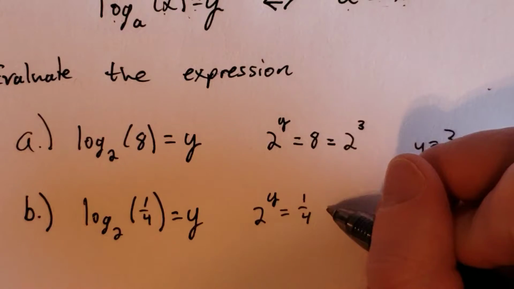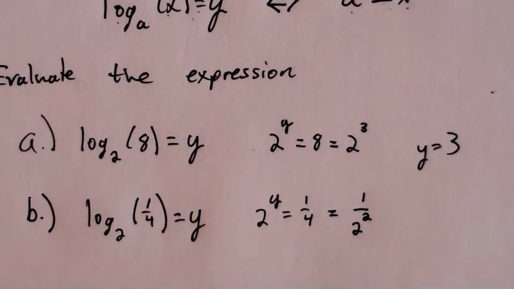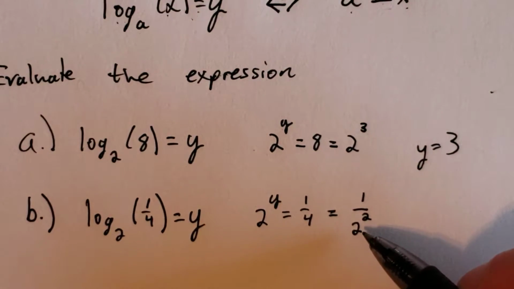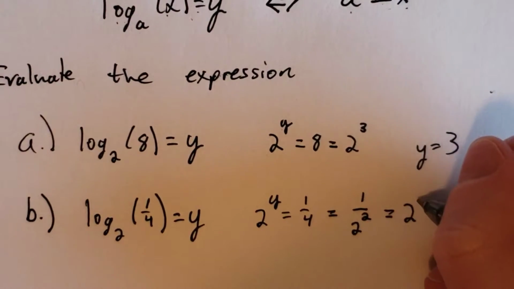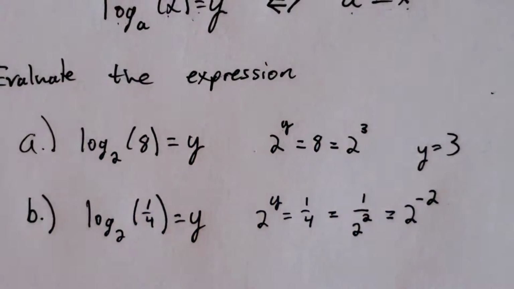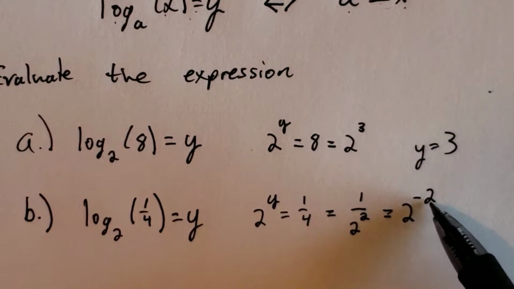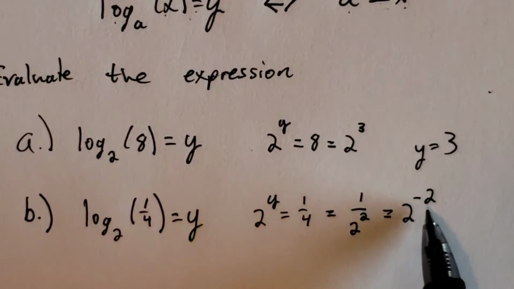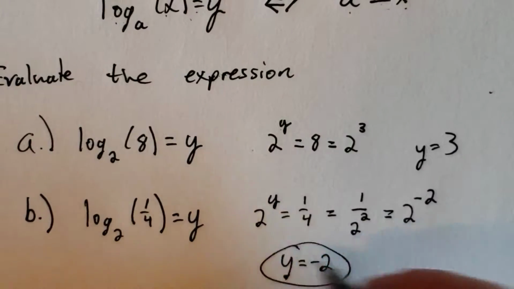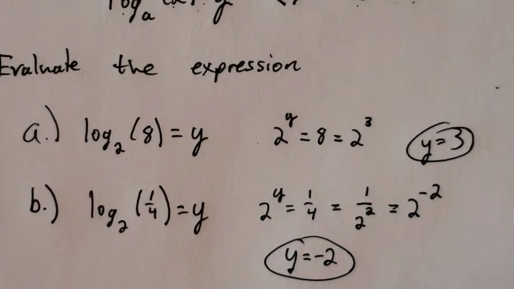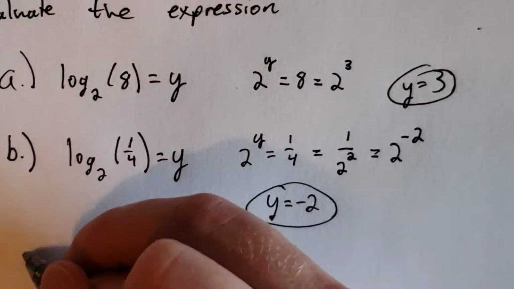We may recognize this as 1 over 2 squared. And if we have our base in the denominator of a fraction, that's the same as moving it up to the numerator but having a negative exponent. So this is 2 to the y is equal to 2 raised to the negative 2. And if that's the case, then y is negative 2. Continue on here, and we'll do c.